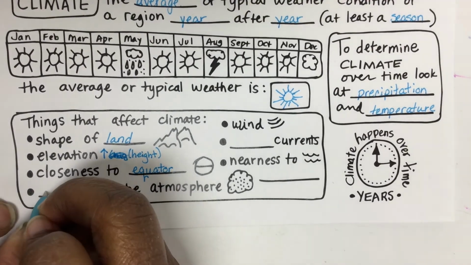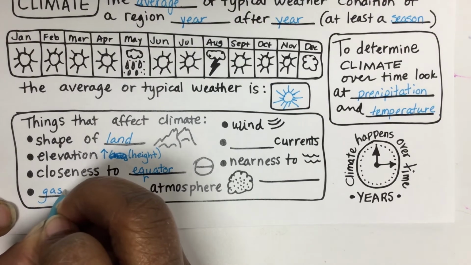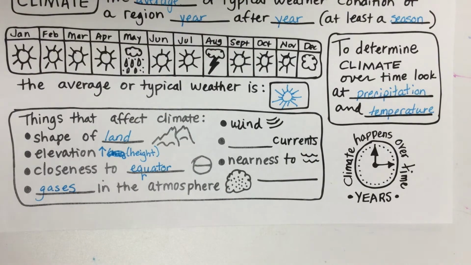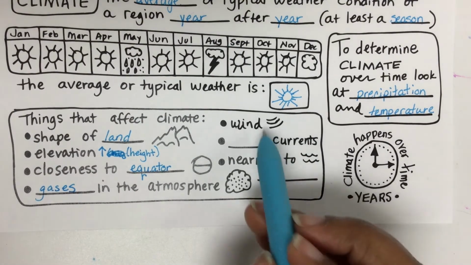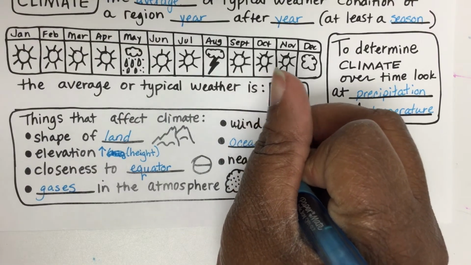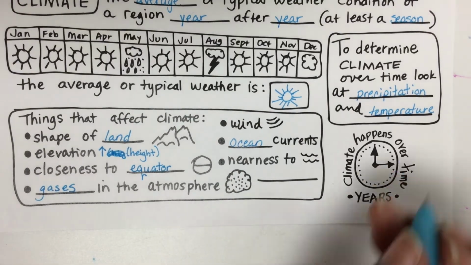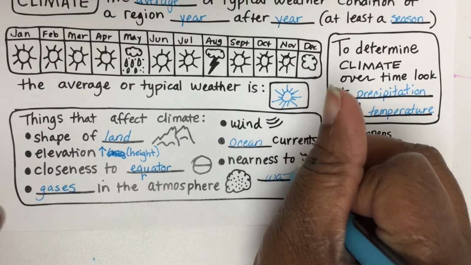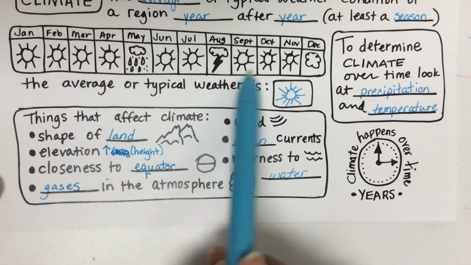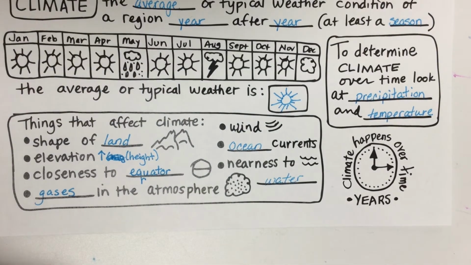How much gas or gases are in the atmosphere? So once again, how much moisture is in your atmosphere? We look at the wind, we look at ocean currents, which we'll talk about later on. We look at how close to the water you are. And all these things help us to determine the climate for your region.